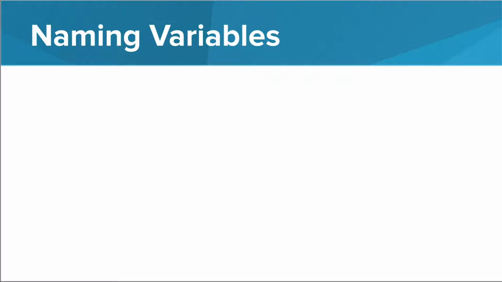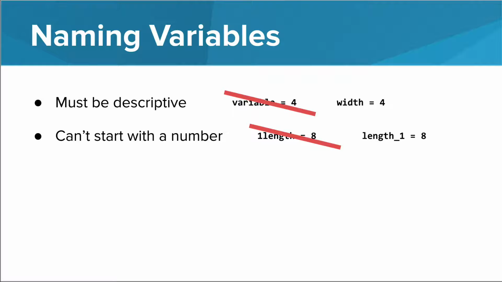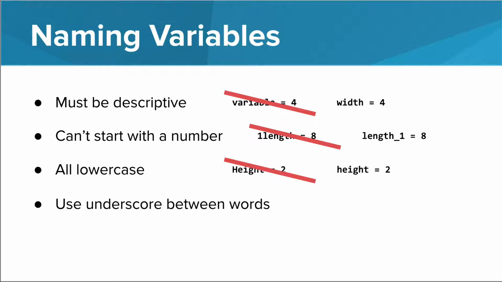The last thing we need to talk about is how to name a variable. There are a few simple guidelines to follow here. It must be descriptive, meaning the name must describe what the variable is representing. "variable" means nothing, whereas width is telling us what it is storing. It can't start with a number, and most often should start with a lowercase letter. Instead of 1length, change it to length_1. All letters should be lowercase. And use underscores to separate words instead of spaces.